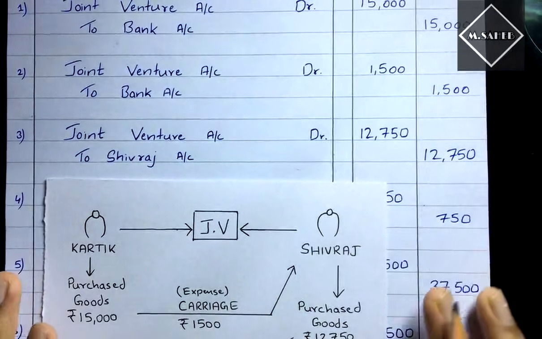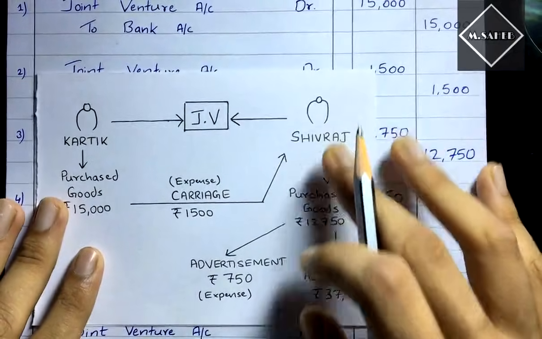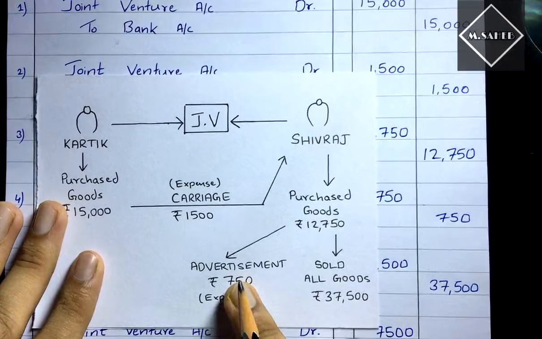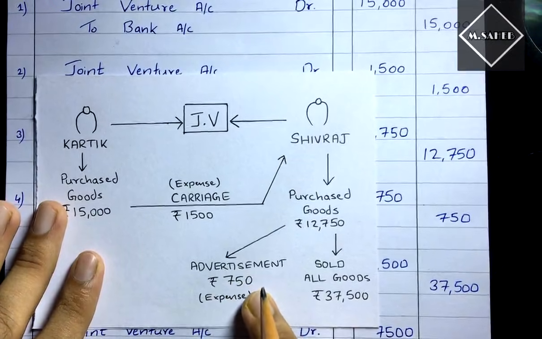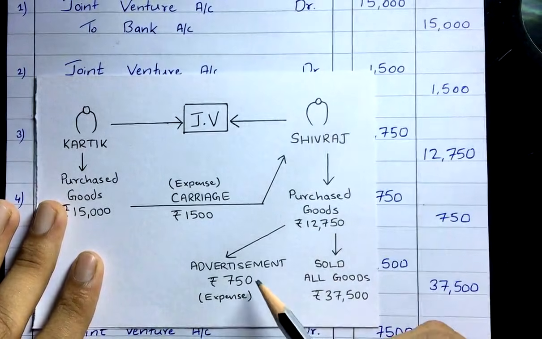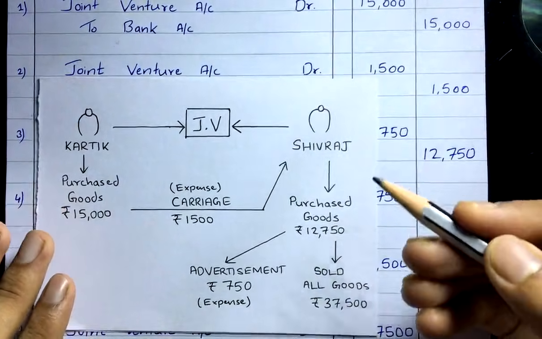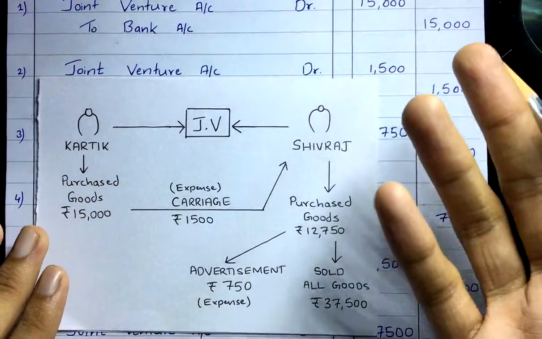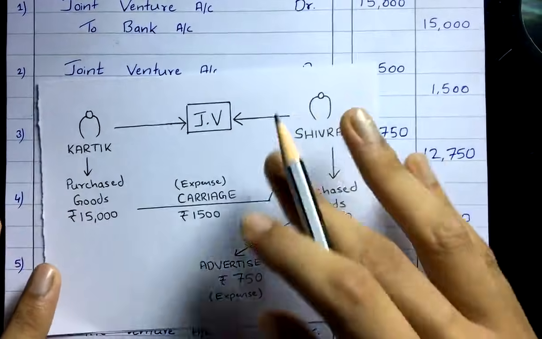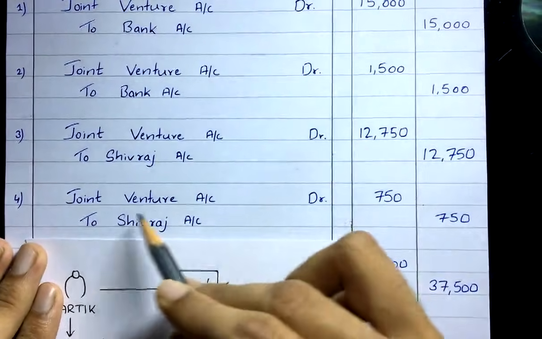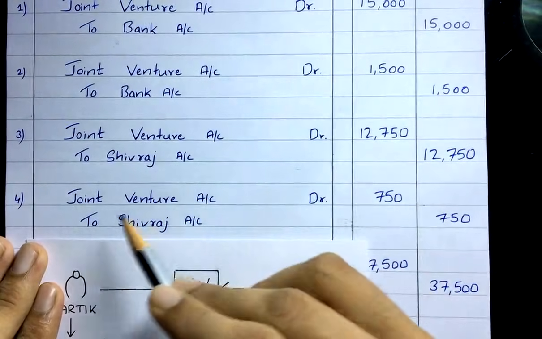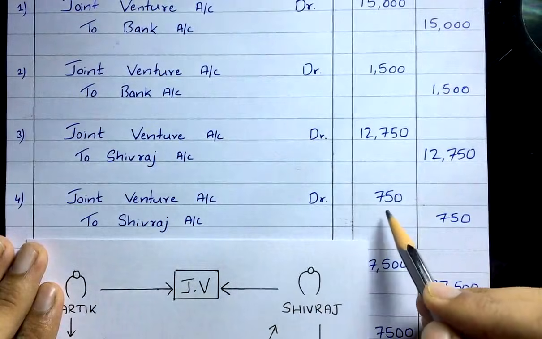Simple. Okay. And then what happened? Shivraj also incurred an expense of rupees 750 on advertisement. Advertisement is also an expense, right? To boost the sales, you are doing advertisement. So now again the expense is increasing. Whenever expense increases, you have to debit the joint venture account. Now see the fourth entry. The fourth entry would be joint venture account debit. Expense is increasing. Advertisement is an expense, so joint venture account is getting debited by 750.